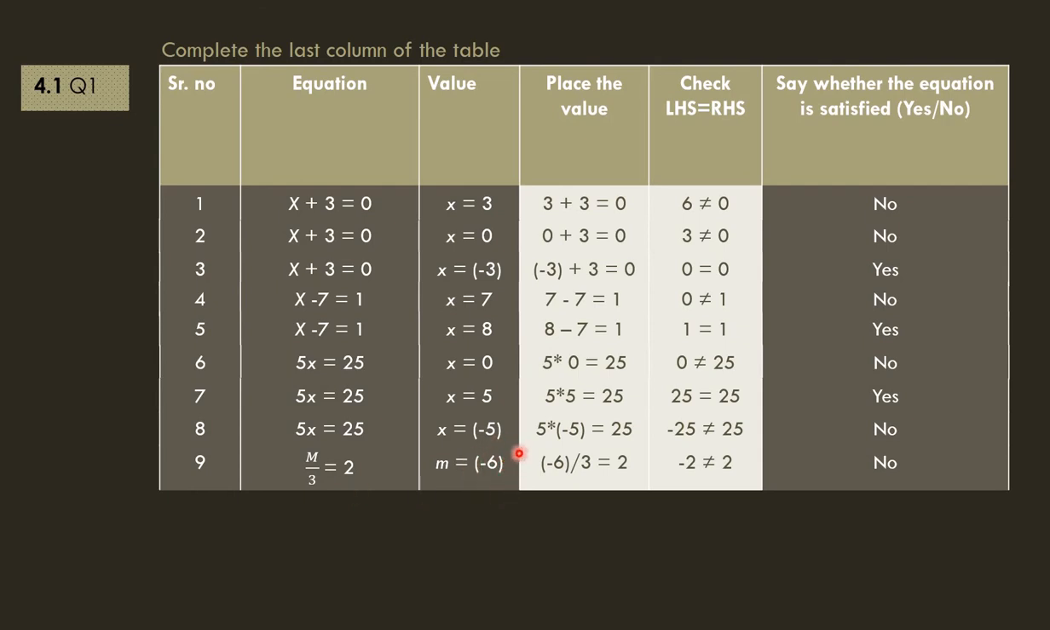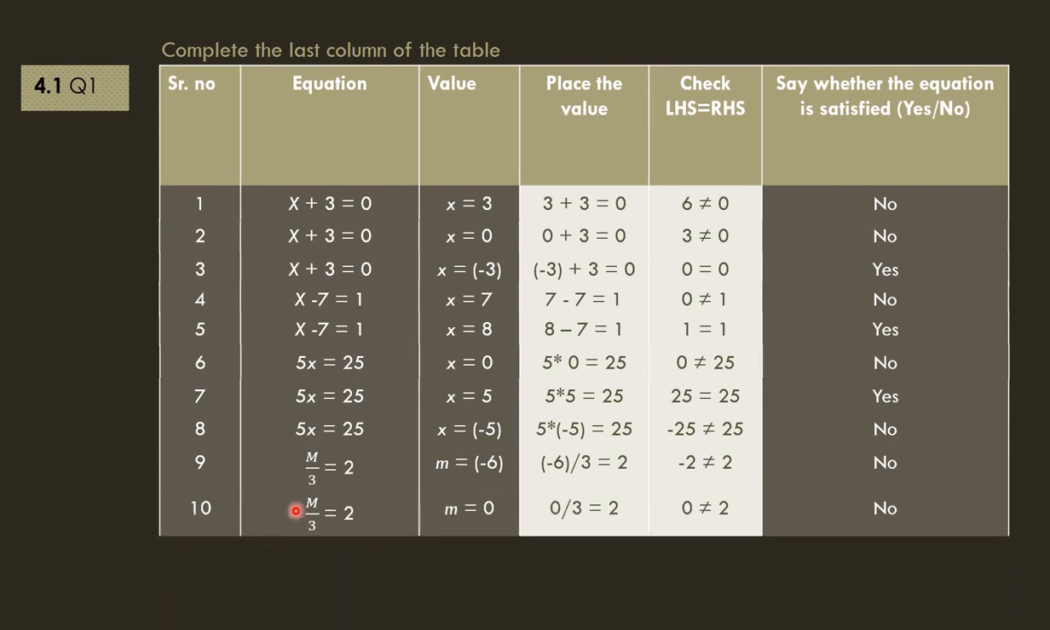Let's put this minus 6 into the equation. Our equation will become minus 6 upon 3. So what is the answer? It is minus 2. And right hand side it is 2. My left hand side is minus 2 and right hand side is 2. It means they are not equal. So write no answer into the last column.